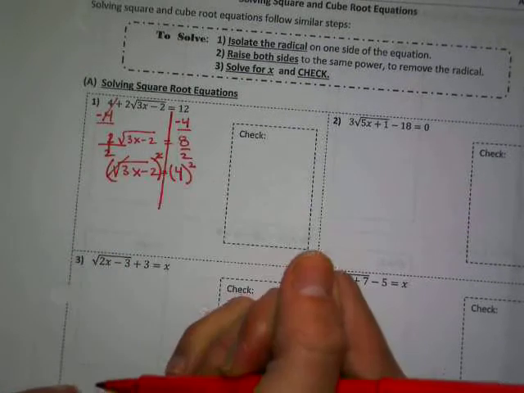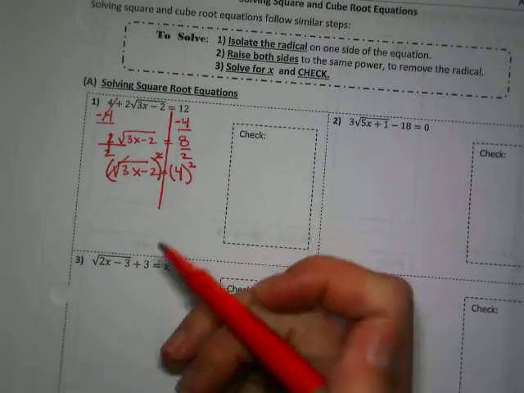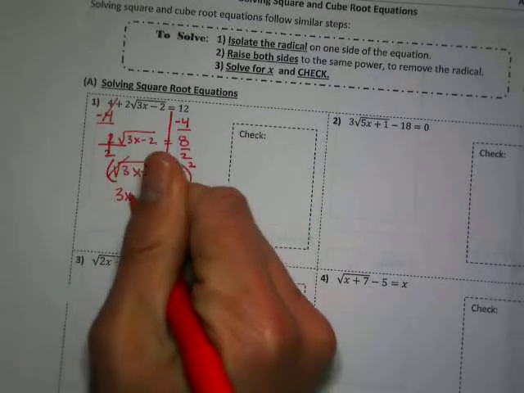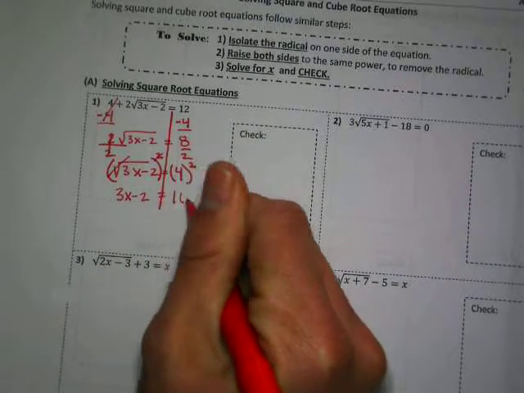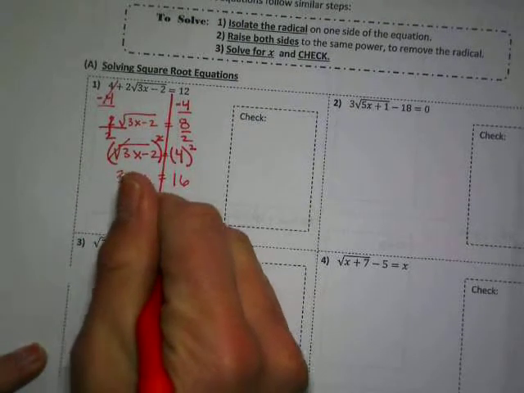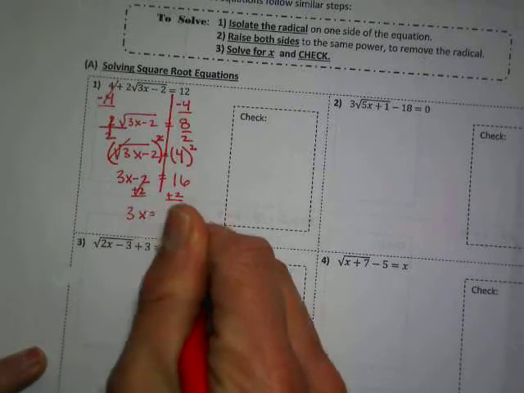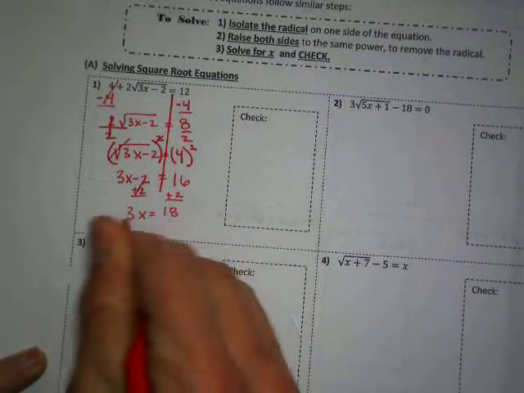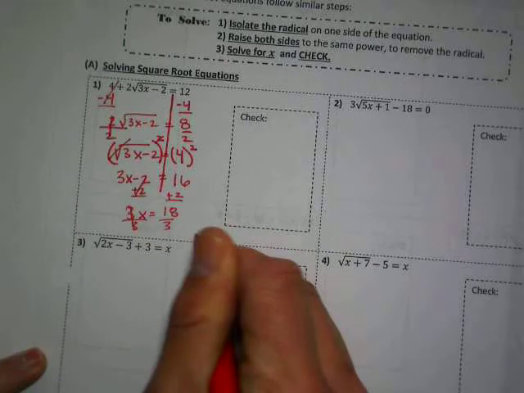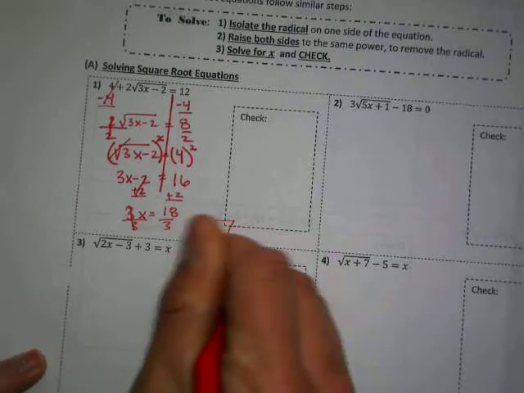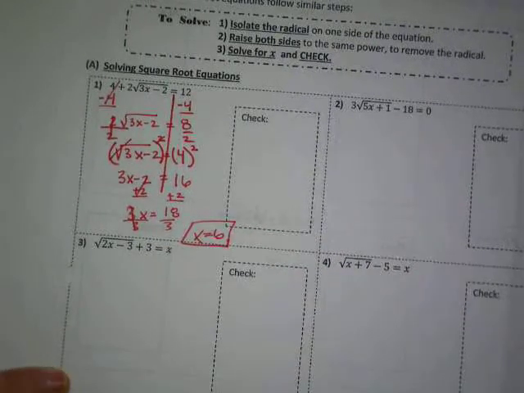Square root and square cancel. I'm left with 3x minus 2. And then 4 squared is 16. So then you add 2, right? Very good. And so now we're going to add 2. Divide by 3. And I get 18. Divide by 3. And x equals 6. Yay, this is simple.